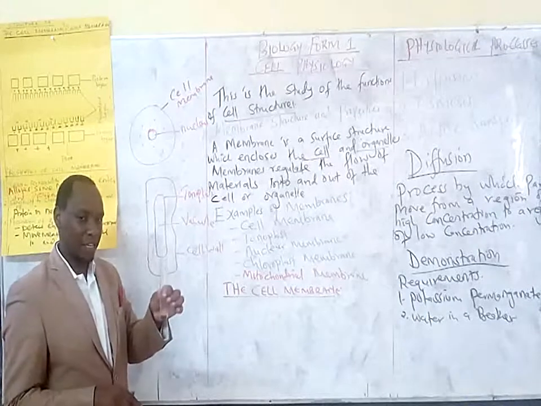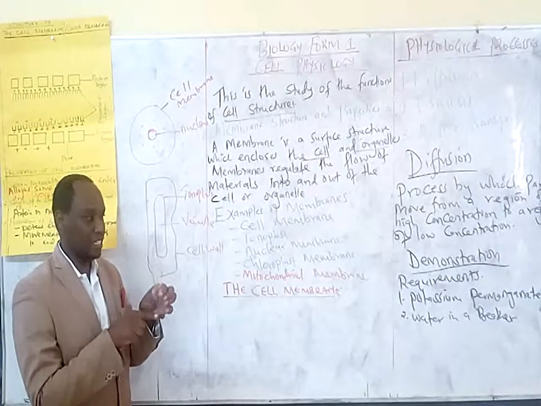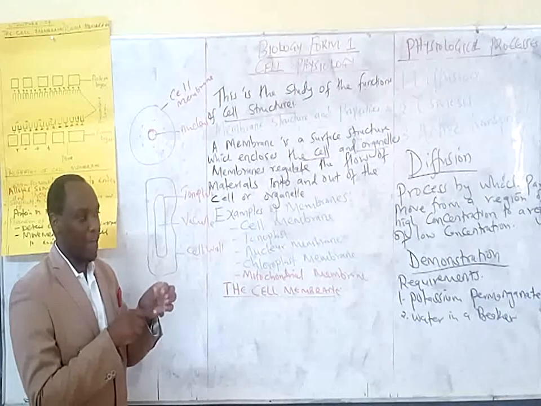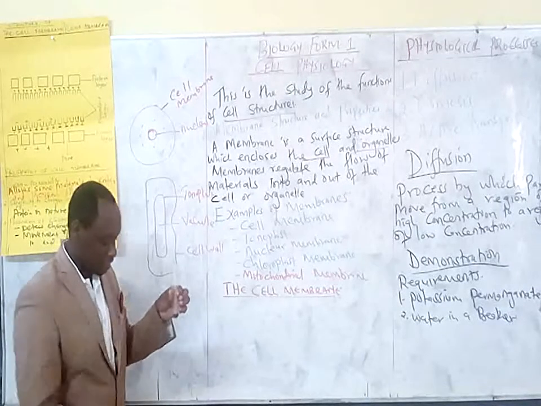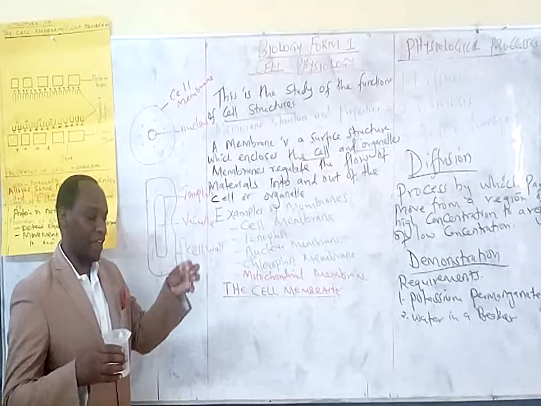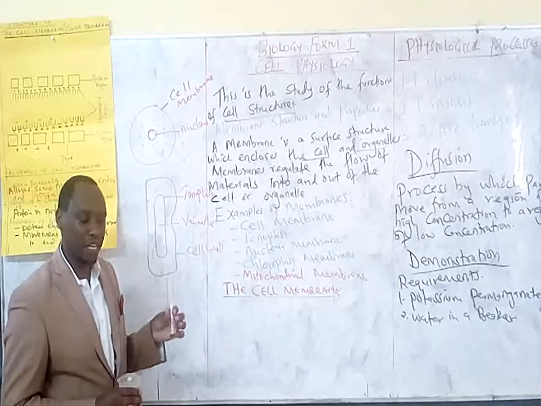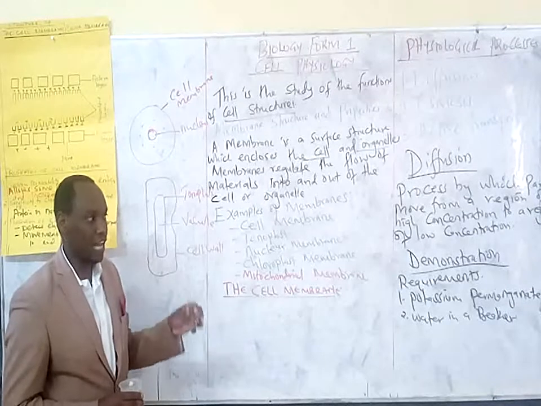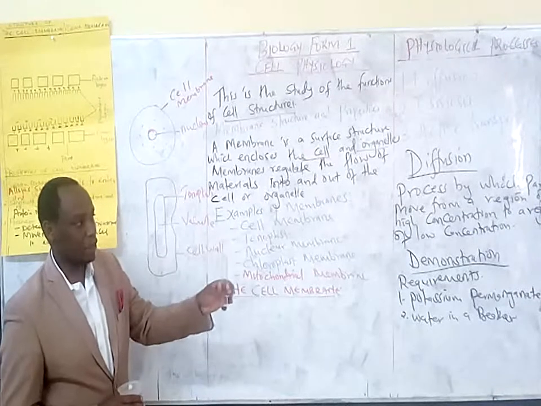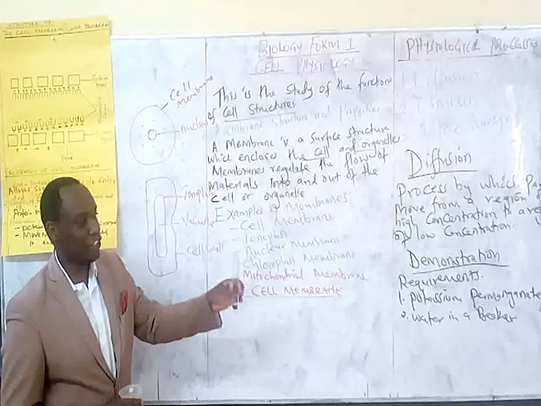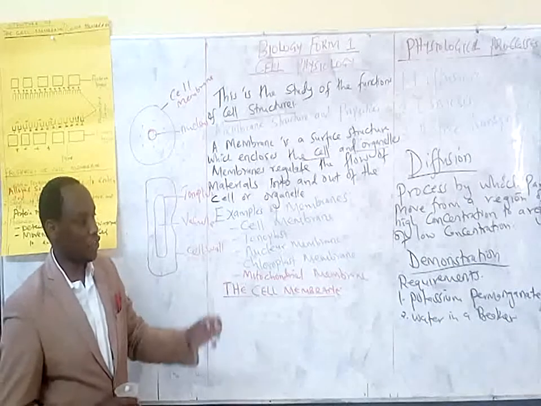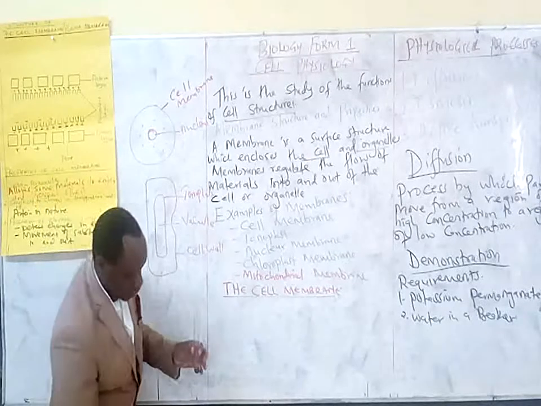So what does that mean? The particles are highly concentrated here. They will move from where they are more to where they are less. That means they are less here and they are more here. So these particles will spread throughout the water to demonstrate that indeed diffusion has taken place. Remember, it is the process by which particles move from a region of high concentration to a region of low concentration.